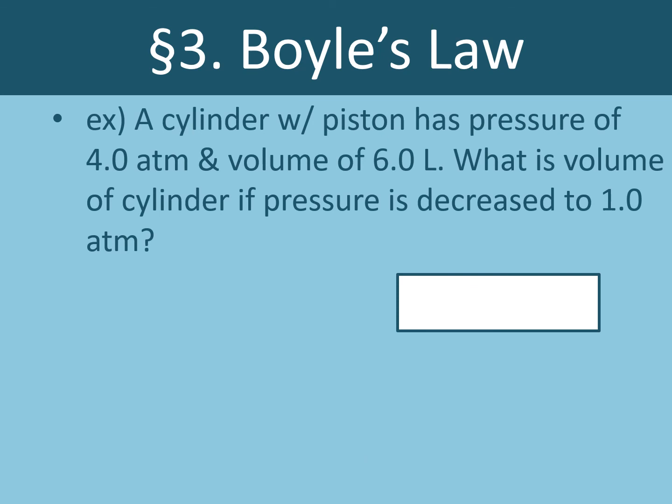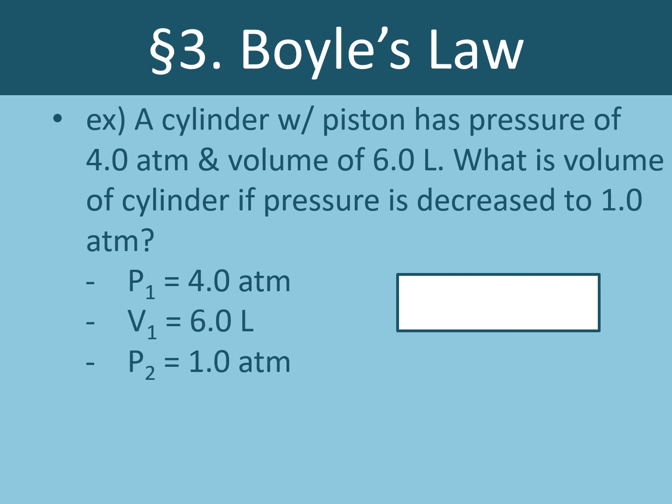Let's try another example using Boyle's law. A cylinder with a piston has a pressure of 4 atms and a volume of 6 liters. What is the volume of the cylinder if the pressure is decreased to 1 atm? Let's identify our given variables. P1 is equal to 4.0 atms, V1 is equal to 6.0 liters, and P2 is equal to 1.0 atms. Recall, Boyle's law is P1 times V1 equals P2 times V2. So the variable we need to identify is V2.